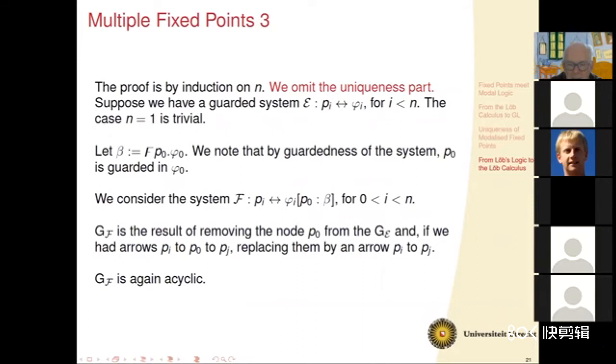And so this P0 disappears, but all things for which we had arrows from P0 to the elements of phi 0, so the piece that was based on phi 0 of the graph, is now substituted. And so what you get is that we eliminate the things, but if we had an arrow from pi to p0 to pj, that would result in replacing it by pi to pj. It would have been very pleasant to show this to you on the blackboard.